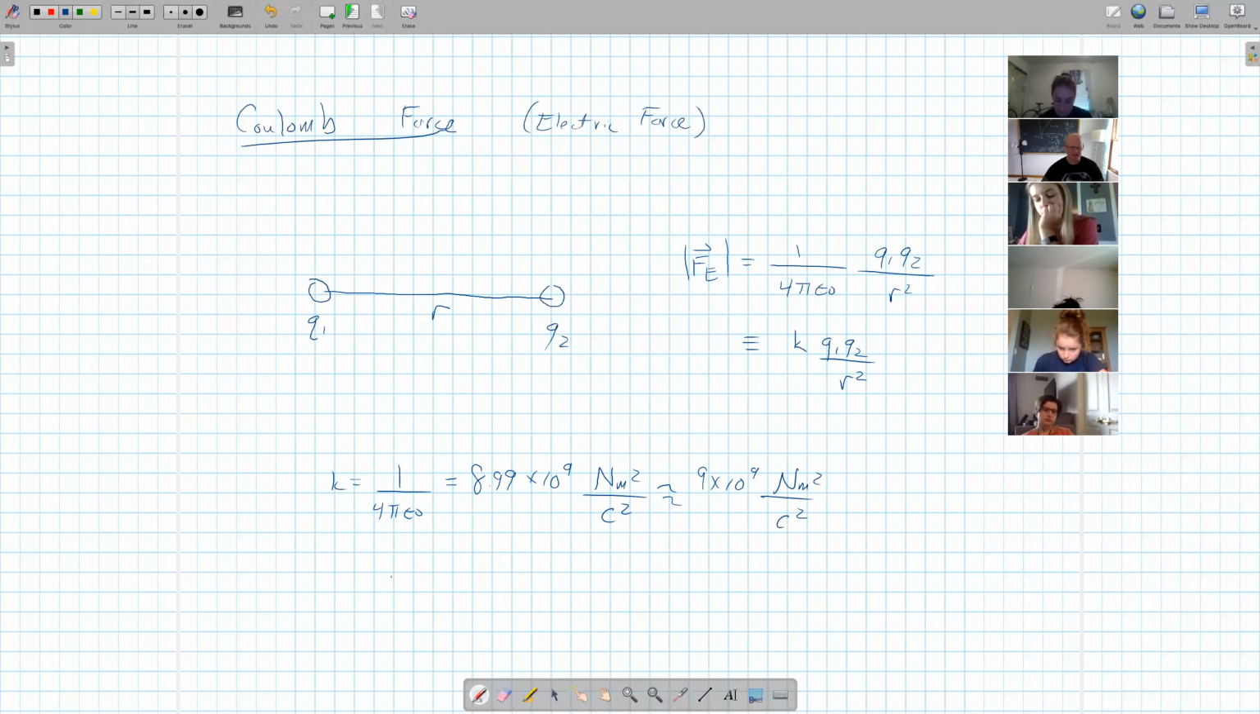So this means that epsilon naught is equal to 1 over 4 pi times K, which works out to be about 8.85 times 10 to the minus 12th, in units of coulomb squared per newton meter squared. Epsilon naught is what's known as the permittivity of free space.